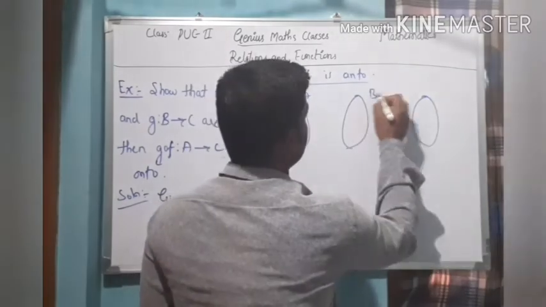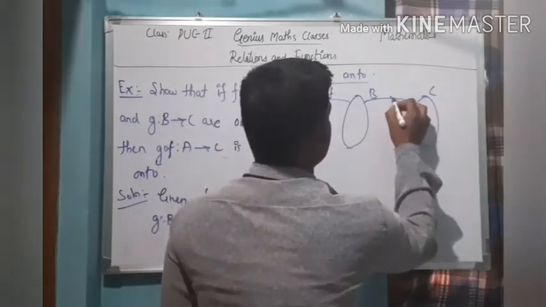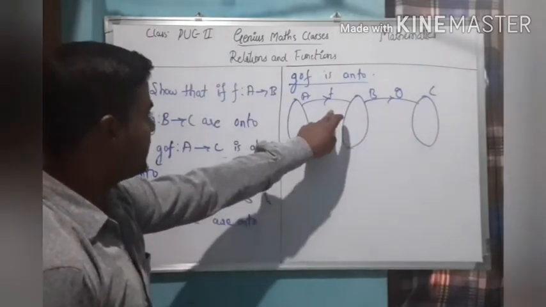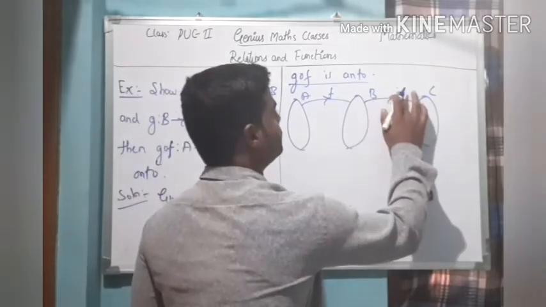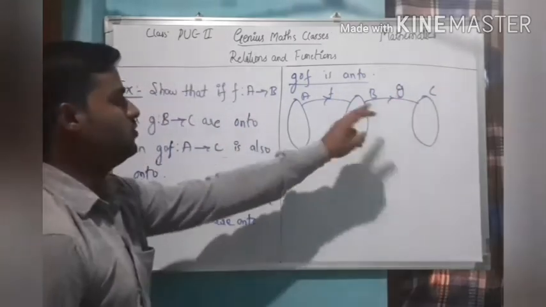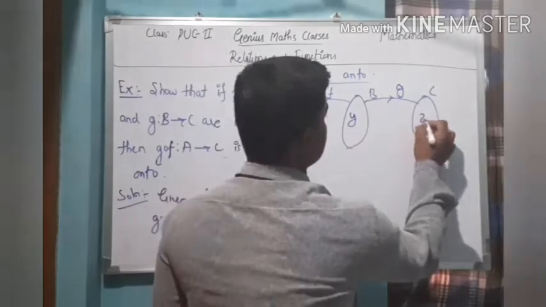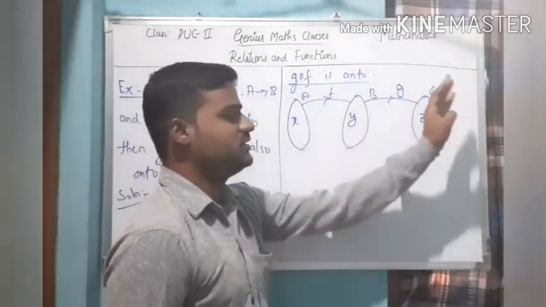A, B, C. From A to B, f is defined. From B to C, g is defined. As they said, f is onto and g is onto. So just consider some elements here. Let x belong to A, y belong to B, and z belong to C.